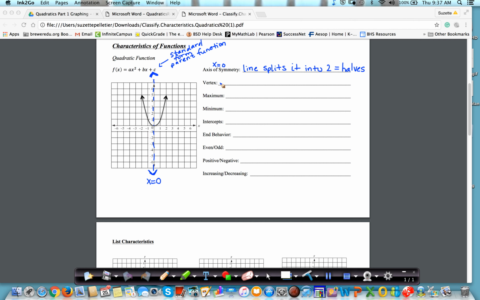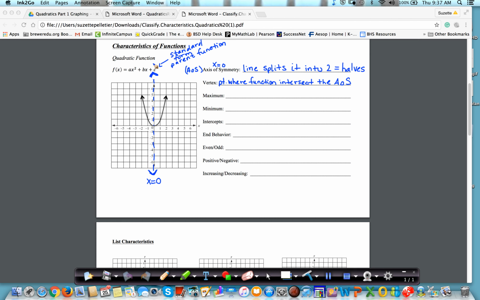The vertex is the point where the function intersects its line of symmetry. The point where the function intersects the AOS, axis of symmetry. This is called the AOS. We sometimes abbreviate it, axis of symmetry, okay?